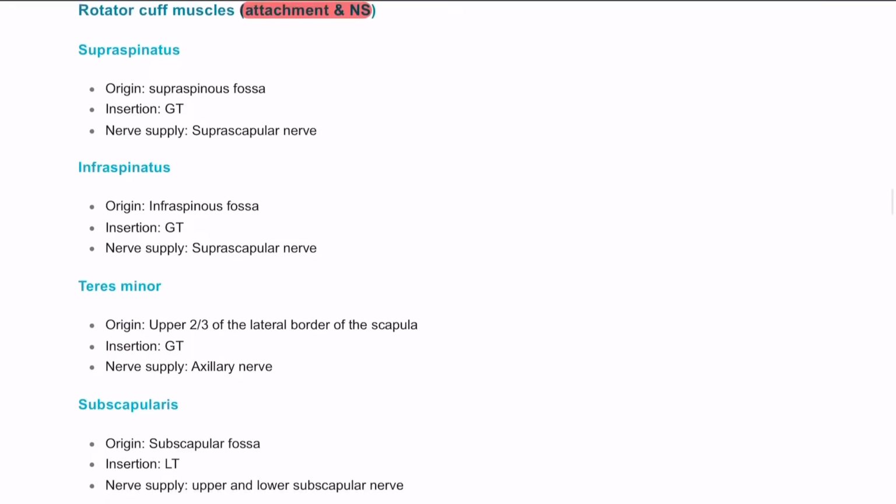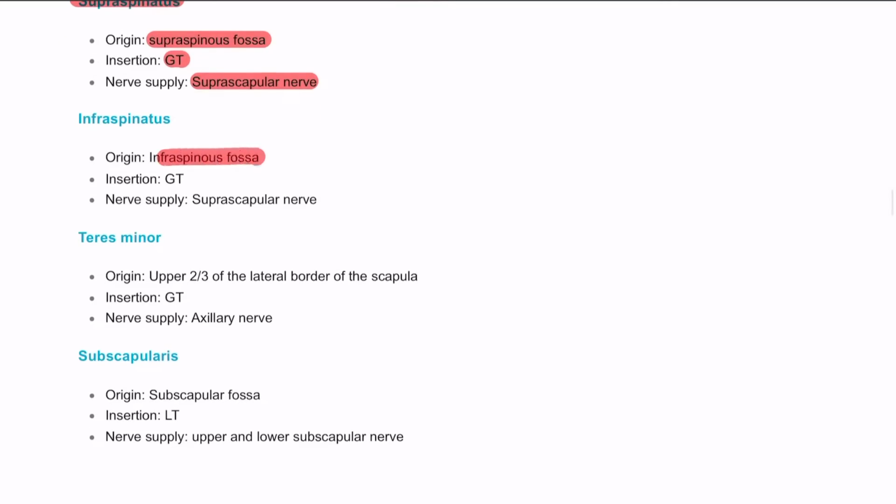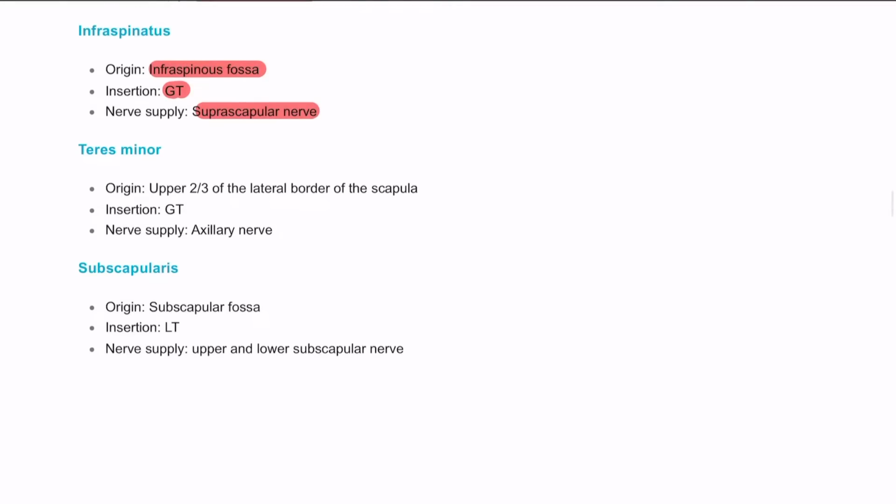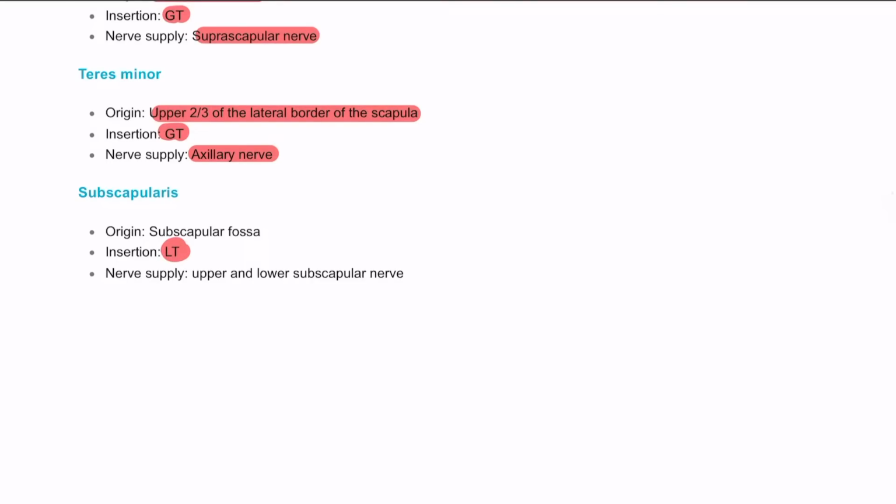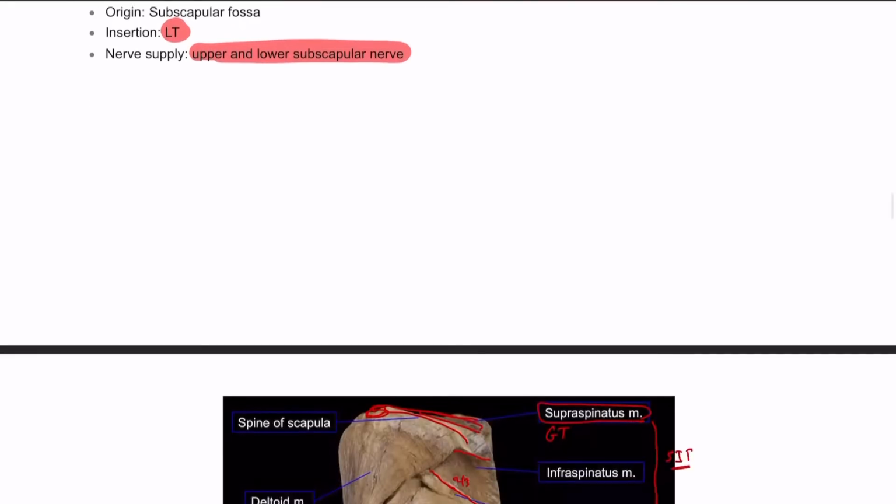So very quickly, just to revise the text in here. Supraspinatus: supraspinous fossa, greater tuberosity, suprascapular nerve. Infraspinatus: infraspinous fossa, greater tuberosity, suprascapular nerve. Teres minor: upper two-thirds of lateral border of the scapula, greater tuberosity, axillary nerve. And this one is the lesser tuberosity, upper and lower subscapular nerve.